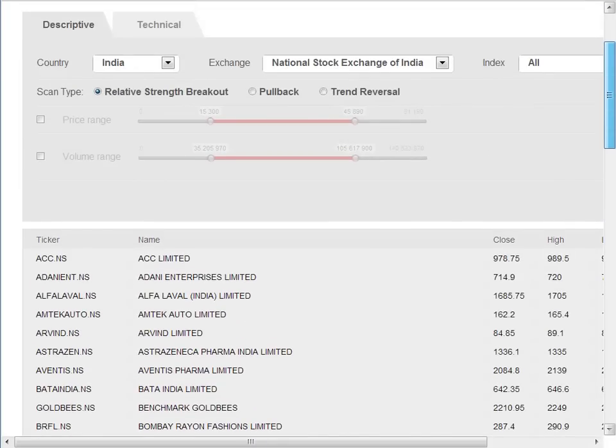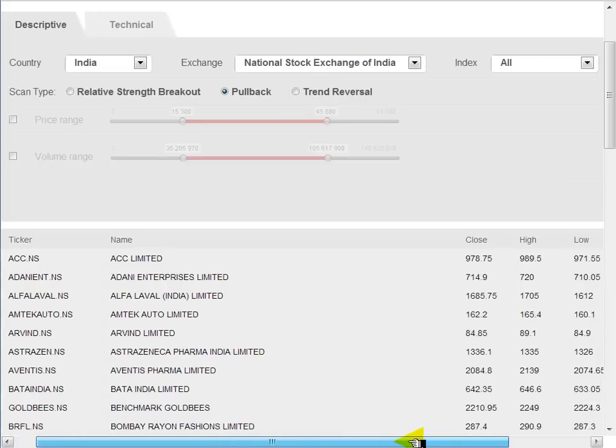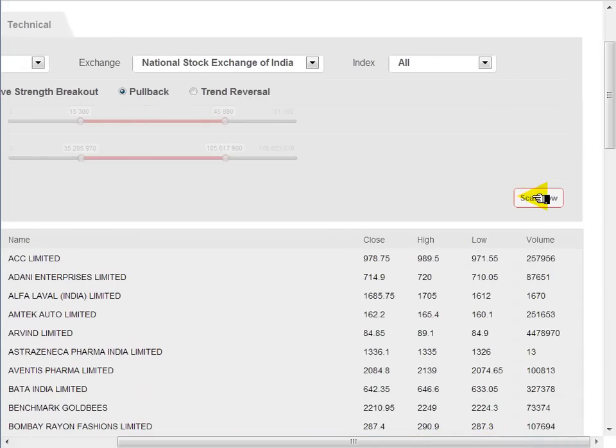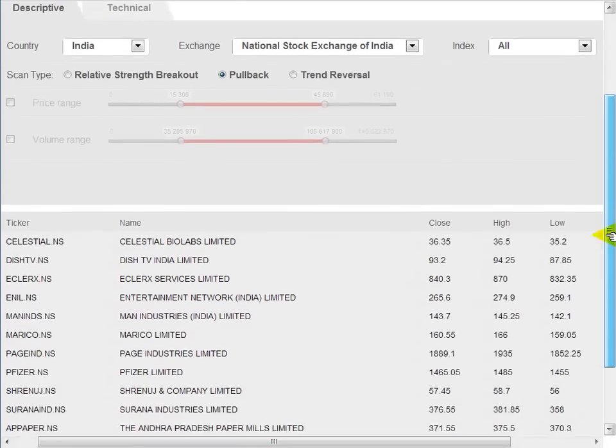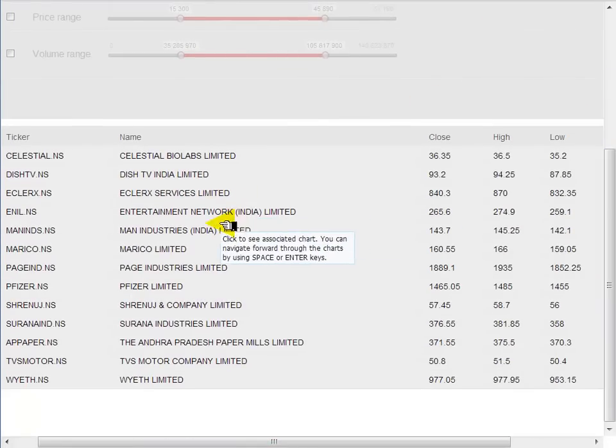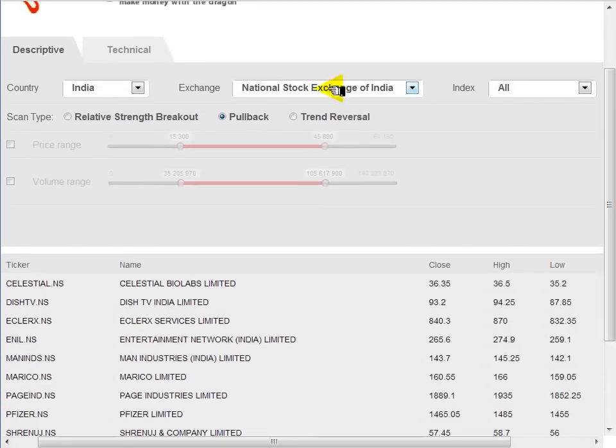Those are the strongest stocks in the market. We can also do a scan for what's called a pullback. This is a stock that's trending higher that pulls back to support of a trend line or a moving average. Notice here, with the click of a mouse, we get a list of about 15 stocks that are on a pullback, which would be potential buy entries.